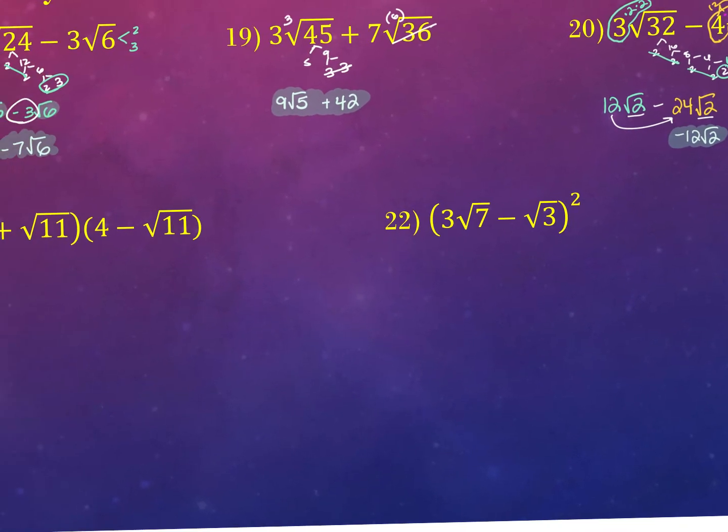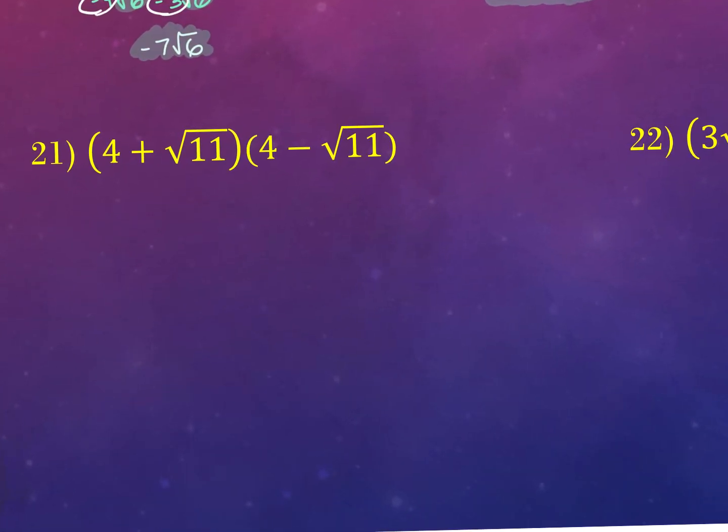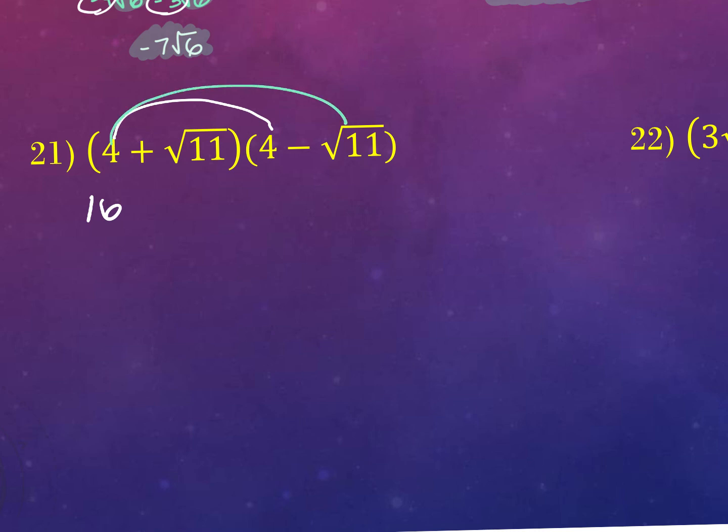Last one, or sorry, second to last one on this slide, 21. Now we're multiplying binomials. So there's 2 parentheses. Inside each parentheses is 2 terms. This is FOILing. So I'm going to multiply the first 2: 4 times 4, which is 16. The outer 2, 4 times a negative square root 11, so minus 4 square root 11. The inner 2, positive 4 square root 11. And the last, negative and a positive, so it's negative square root of 11 times 11, which is just going to be 11.